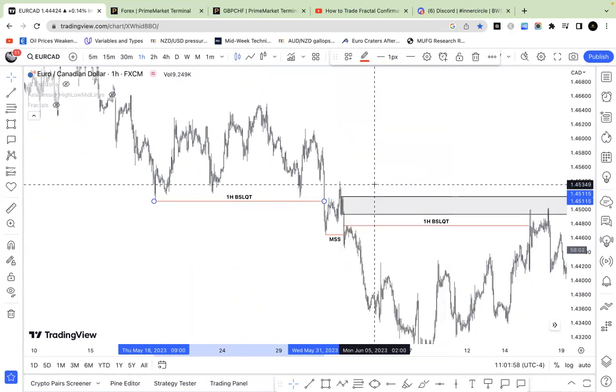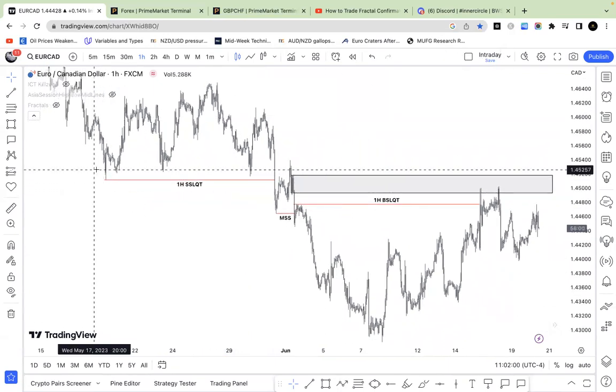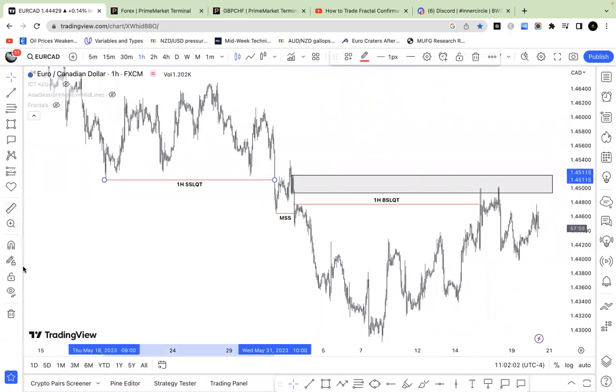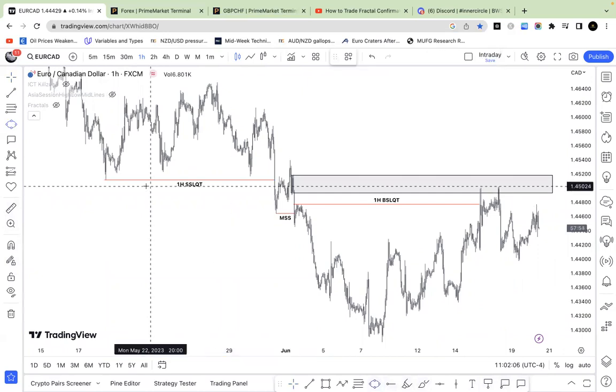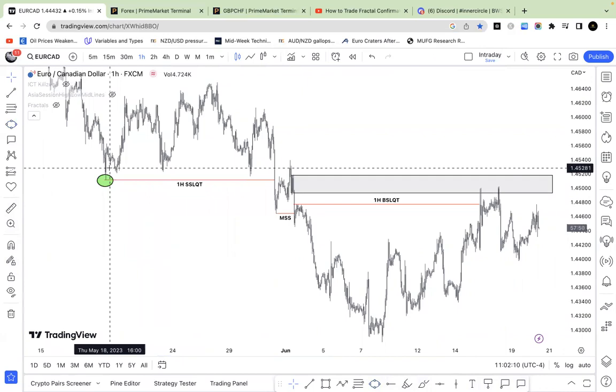Where is it at? Here it is. So you have 1H sell side liquidity right here. So relative to the last, let me get something real quick here. This is going to be better. Relative to the last actual sell side take, which was in that area.